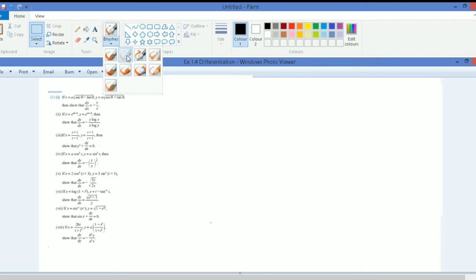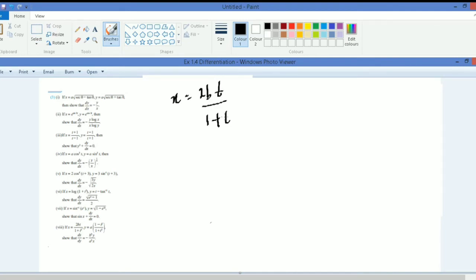Now 8 is also similar to what we did in the previous exercise. x is equal to 2bt upon 1 plus t square. y is equal to a into 1 minus t square upon 1 plus t square. So whenever you see 1 minus t square upon 1 plus t square, we have to substitute t as tan theta.